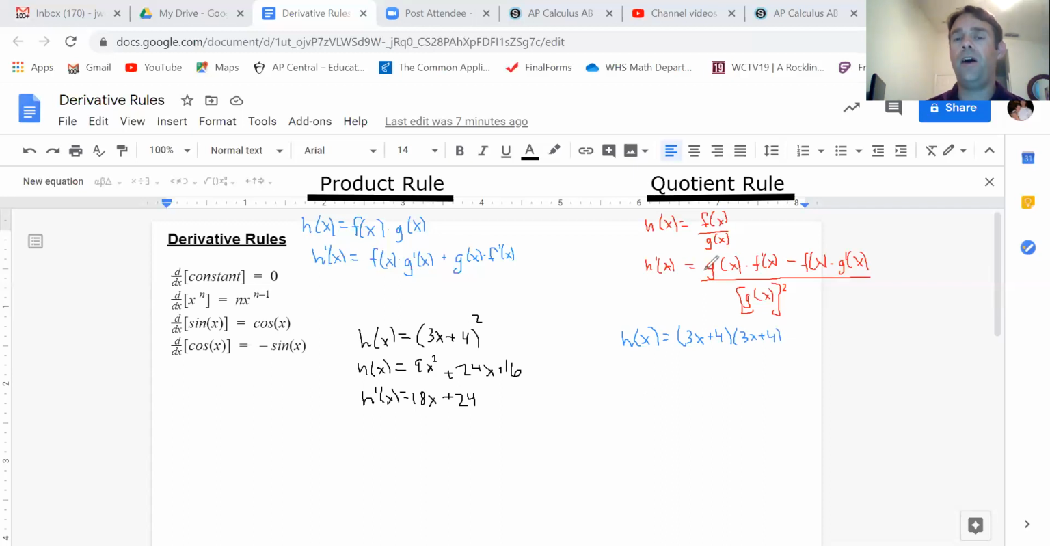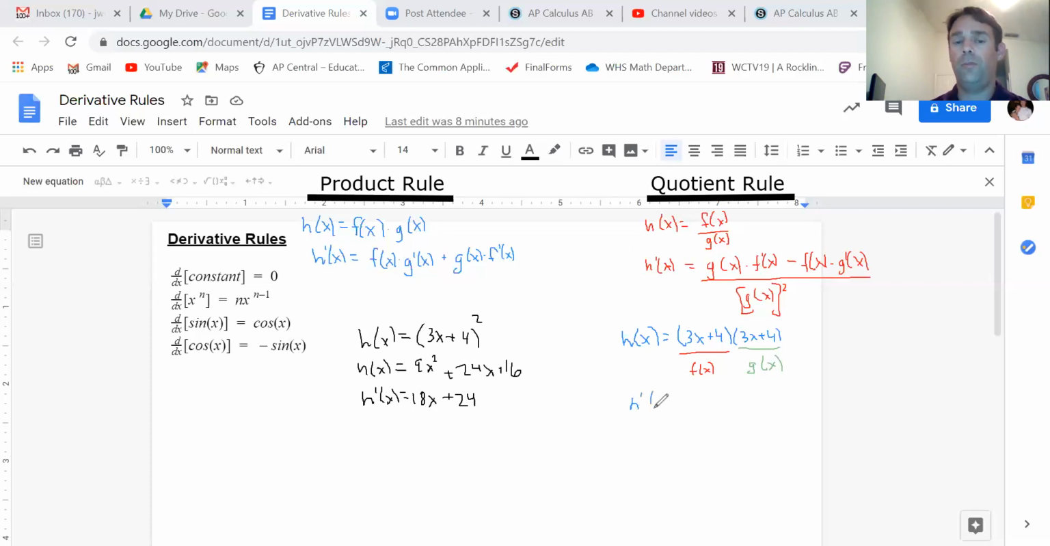If we did that, now we have pretty much our product rule. Here's our f of x. And this right here would be our g of x. And if it works, we should end up getting the same thing. So let's take a look.